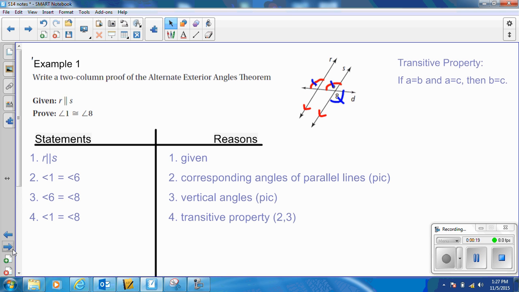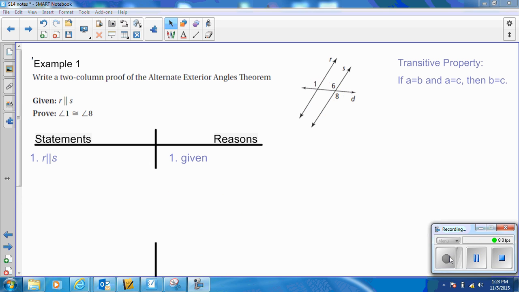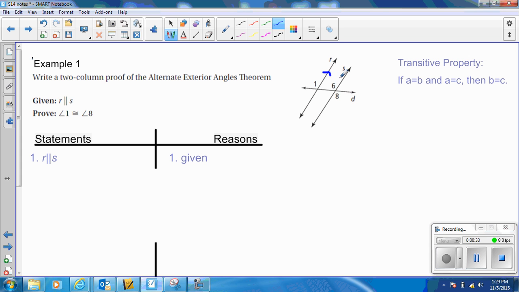Here's our first example. First of all, I write my givens first. So I know that line R is parallel to line S. I'm going to go ahead and mark that in my picture. R and S are parallel. Okay, I'm trying to prove that angle 1 and angle 8 are congruent to each other.